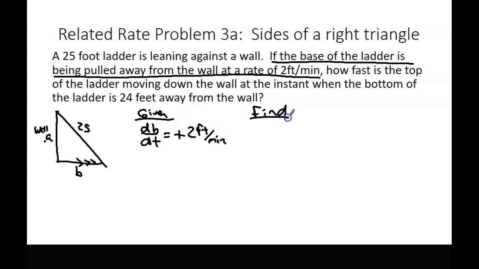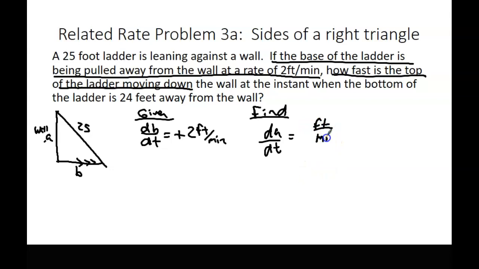What rate am I trying to find? We want to find how fast the top of the ladder is moving down. That's A, right? So we're looking for dA dt. What are my units going to be? Just feet per minute, right? We're not doing volume here, it's just a length. So basically, as the base of the ladder moves, the length between the base and the wall changes in feet per minute.